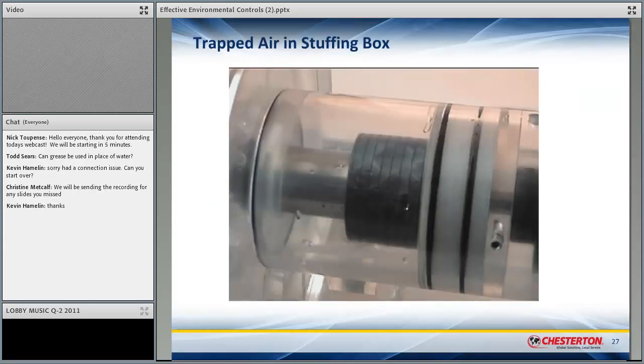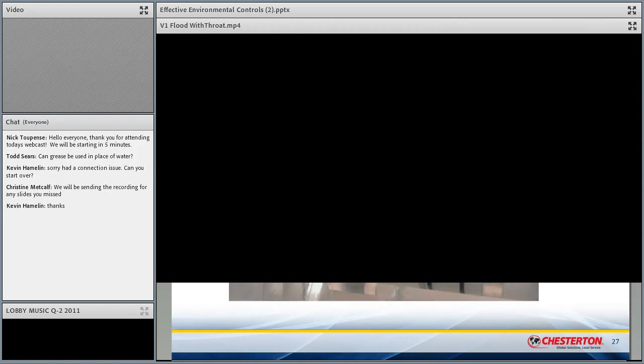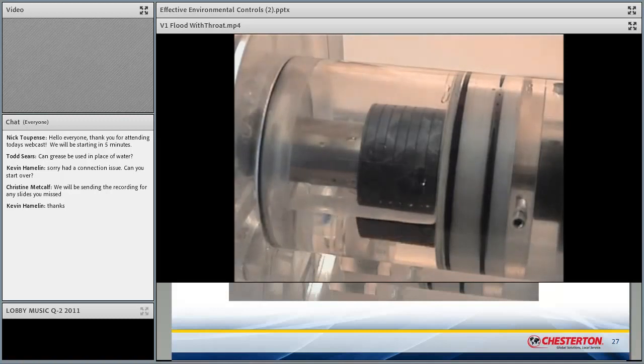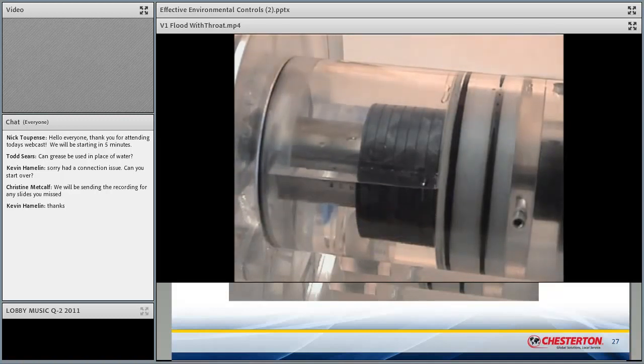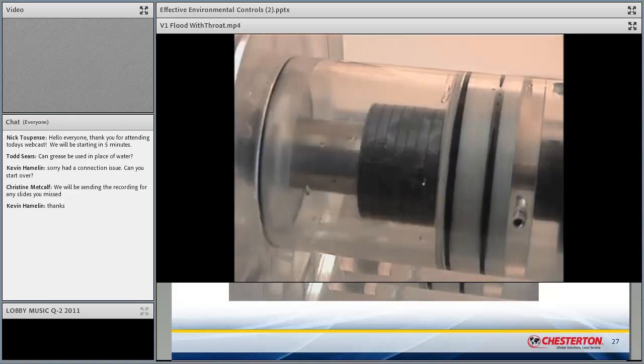I want to give you a little pictorial video demonstration of what happens when we have air trapped in the stuffing box, when we have that cast-in throat bushing. When the pump is being flooded, and you see the water rising here, that cast-in throat can actually act as a dam. As you see the fluid rising, it comes to the bottom of that cast-in throat, and an air pocket is captured within the stuffing box. We move on to the next video.